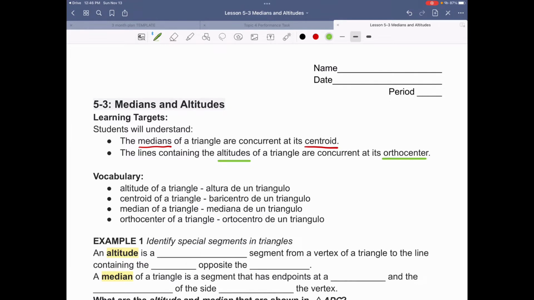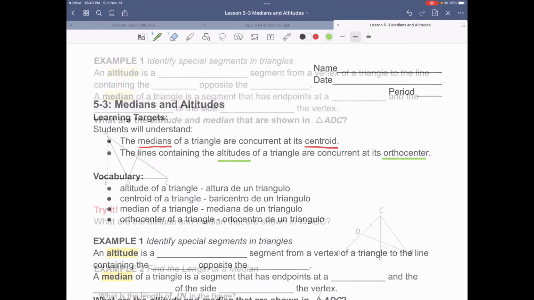And our vocabulary for today is the altitude of a triangle, altura de un triángulo, centroid of a triangle, baricentro de un triángulo, median of a triangle, mediana de un triángulo, and orthocenter of a triangle, ortocentro de un triángulo.